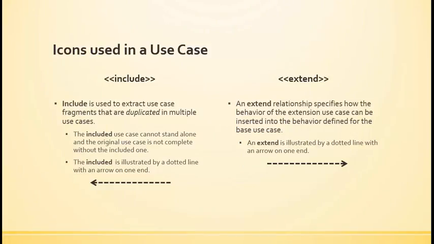Include. Include is used to extract use case fragments that are duplicated in multiple use cases. The included use case cannot stand alone, and the original use case is not completed without the included one. The include is illustrated by a dotted line with an arrow on one end. Extend. An extend relationship specifies how the behavior of the extension use case can be inserted into the behavior defined for the base use case. An extend is illustrated by a dotted line with an arrow on one end.